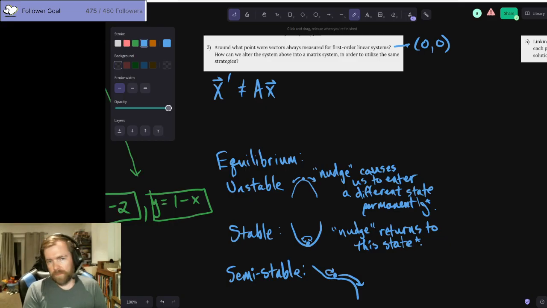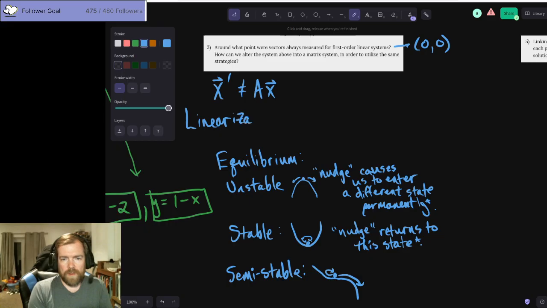Okay. So what we're going to do is this concept called linearization.